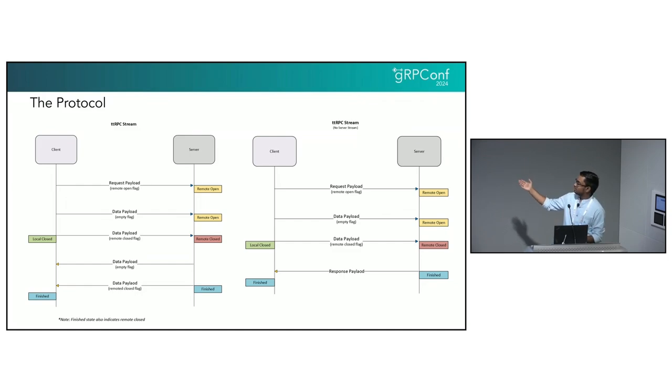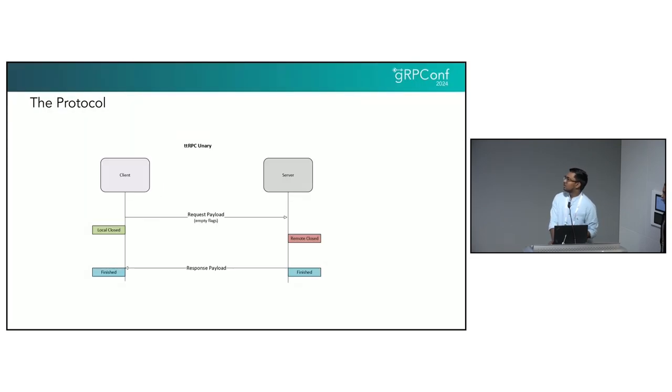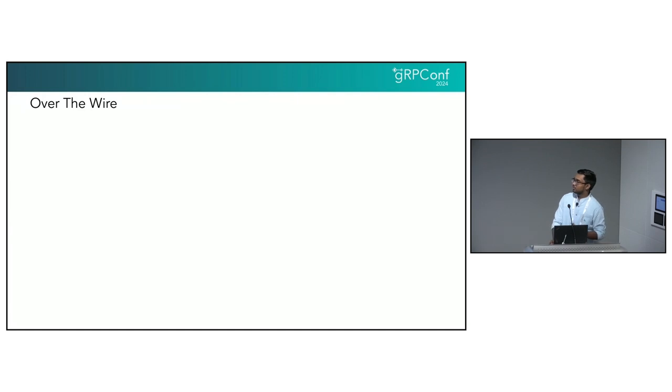This is a client stream, but the server sends just a single response. If the message type is response, it implicitly means it's also the last payload, the remote close state. So it becomes finished very quickly. And if we go to unary, it's very simple. In unary, you don't send any flags, so the server automatically assumes it's a single request. As you can see, the protocol is pretty simple. And this is the specification we talked about, but we wanted to see how it actually behaves over the wire.